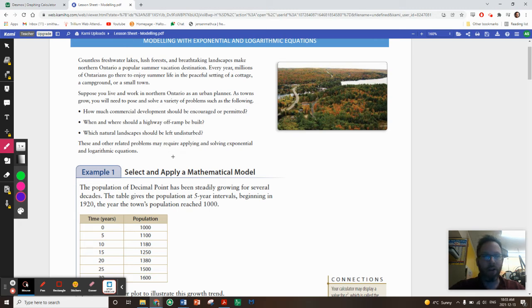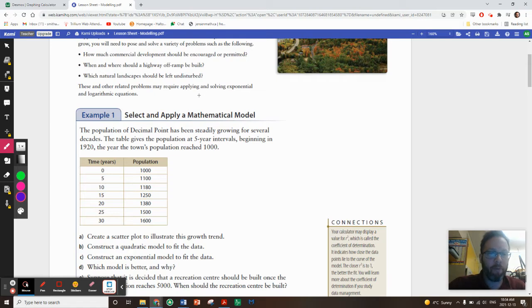So in this lesson, we're going to do a couple of applications. We're going to model some data using an exponential function within Desmos. We're going to solve a few exponential and logarithmic equations, just diving into a bit more detail and trying to make our scenarios a bit more realistic. So let's go into our first example.